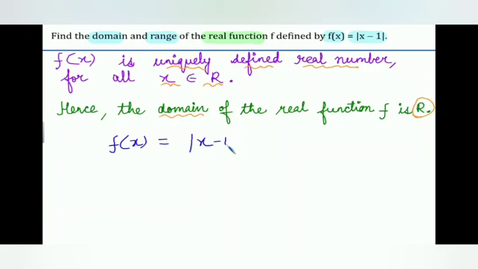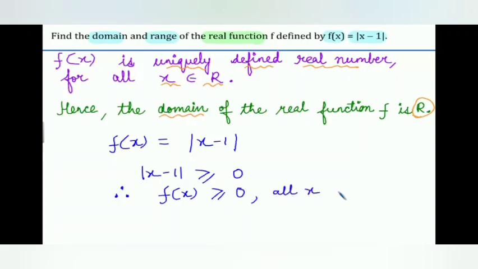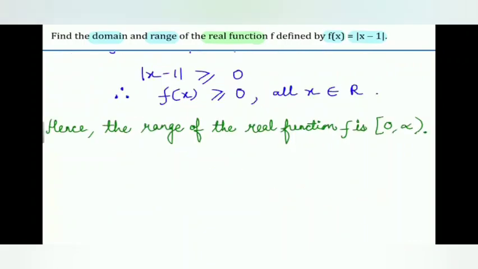So put all the values of real numbers in your function and check what your answer comes, what minimum answer comes, what maximum answer comes. आप सबको पता है कि मॉड्यूलस का आपका आंसर ऑब्वियसली ग्रेटर और इक्वल टू 0 रहेगा. So your answer is always greater or equal to 0, right, for any value of R, all x belongs to R. Hence the range of real function f is 0 to infinite.